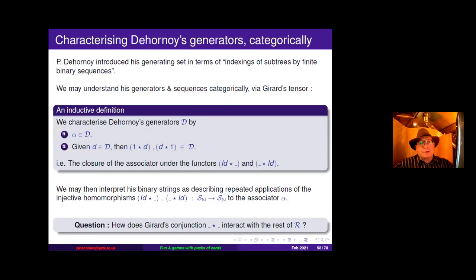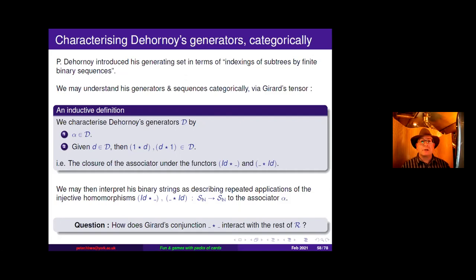And we can also see this as a categorical thing, because he introduced this in terms of indexing subtrees by finite binary sequences. We can understand these, his generators and his sequences, categorically using Girard's tensor. So we can characterize his generators by saying that the associator alpha is one of them, and given any generator in his set, then identity star D or D star identity are also in his generating set.